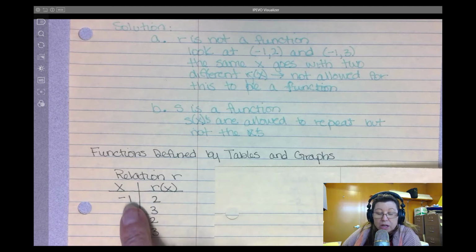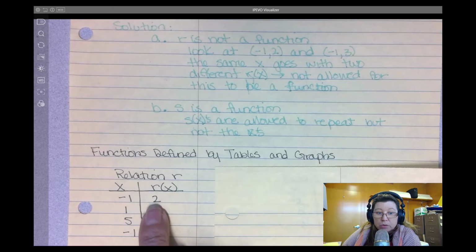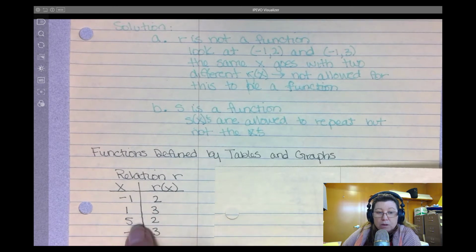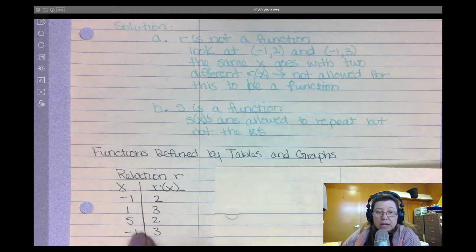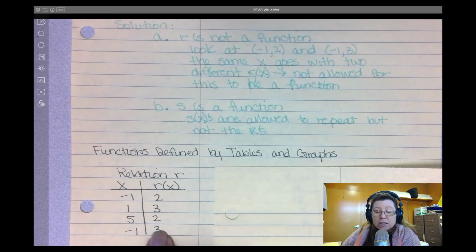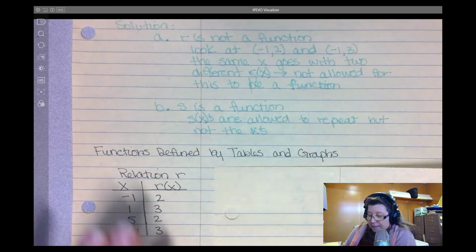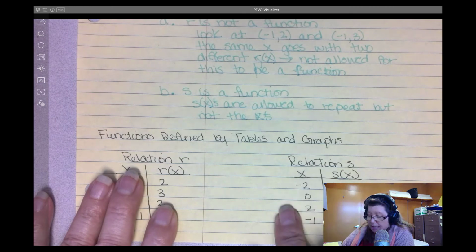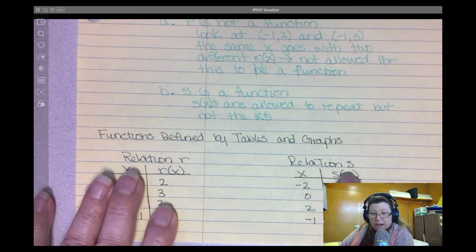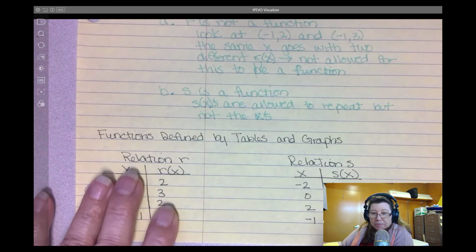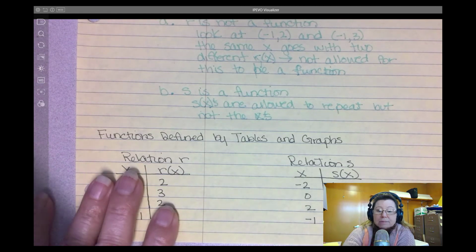So when you put in a negative 1, you pop out a 2. When you put in a 1, it pops out a 3. And when you put in a 5, it pops out a 2, and a negative 1 and a 3. It's totally okay. This is a relation, not a function. For s, same thing. We have our x values and we have our s of x values. Negative 2, 1, 0, 2, 2, 1, negative 1, negative 3. So that's in a table format.